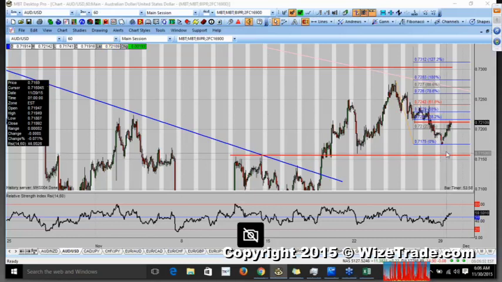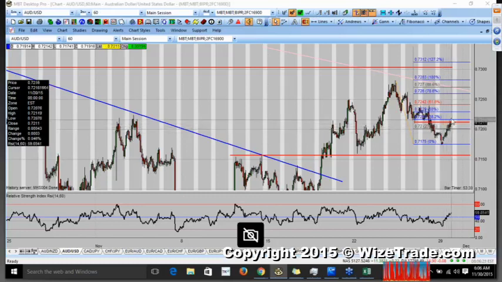You know what I'm going to do right now, just really quick. I'm going to get out of my dollar yen short right now for a 7 pip loss. Actually, I'll hang on to that for just a second. I think it can come down a little bit further. I have my finger on the trigger. I basically have the order ready.